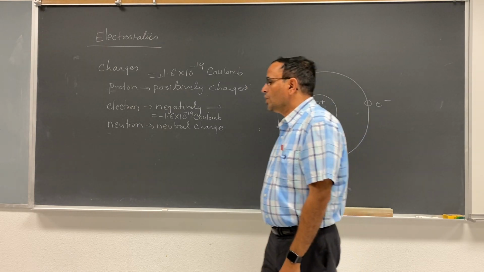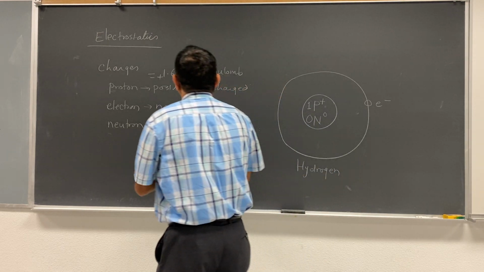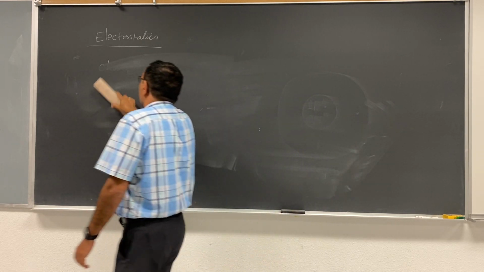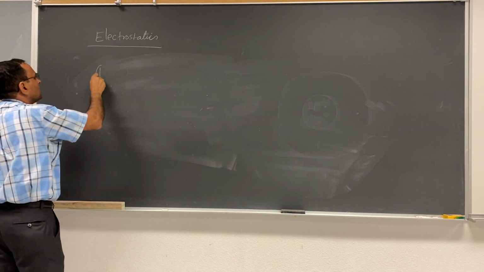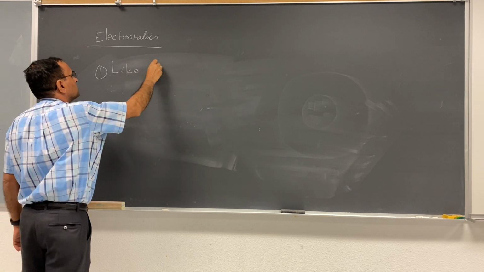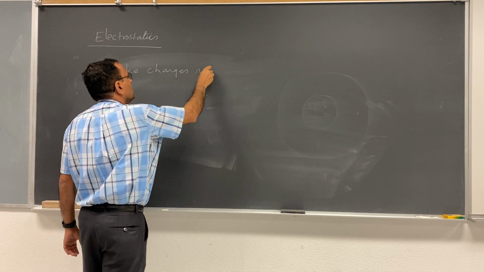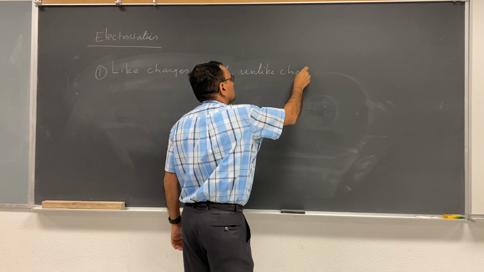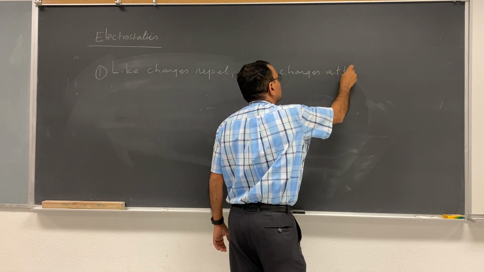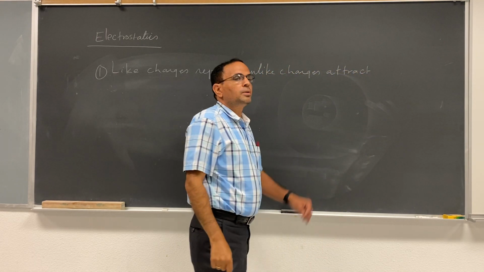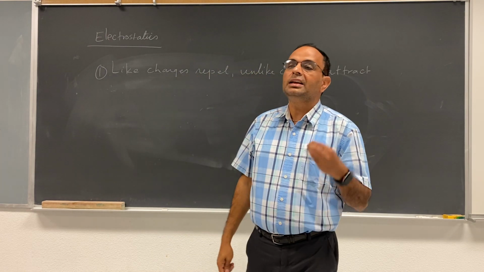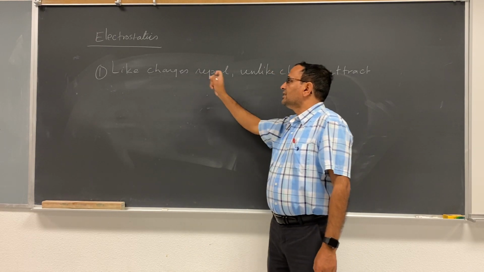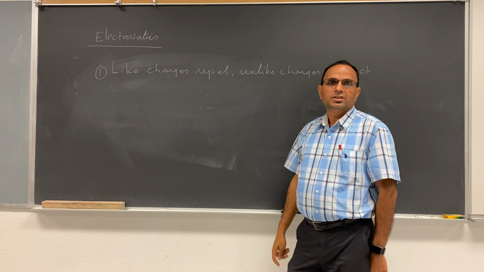Okay. So we are talking about the charge. Let us discuss a little bit more about the properties of charge. Like charges repel, and unlike charges attract. Proton and proton they repel, electron and electron they repel, but proton and electron they attract. Therefore, similar charges, like charges, repel, and unlike charges attract each other.